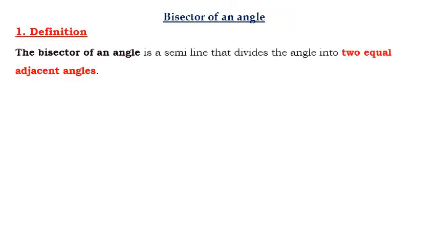First of all, what's the definition of a bisector? It's a semi-line. It means that it's limited from one side but unlimited from the other, that divides the angle into two equal adjacent angles.